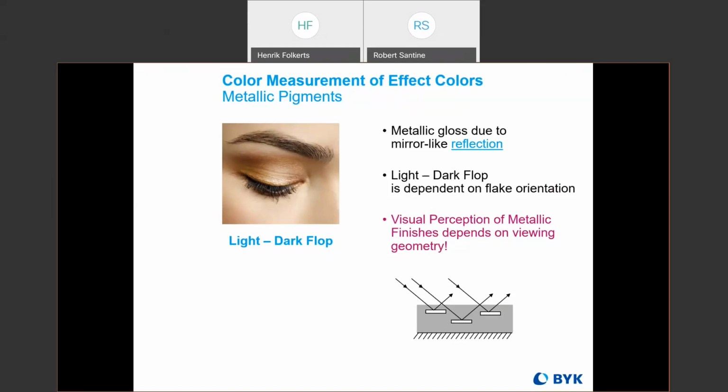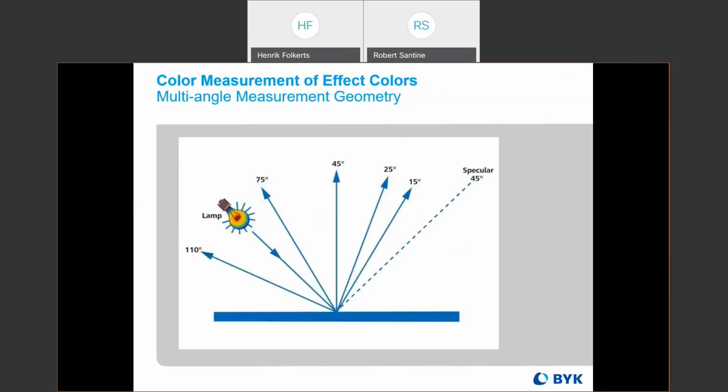And that has to do with the orientation of the flake. It has to do with several things, but largely the orientation of the flake, the type of the flake, the amount of flake, things like that. And so again, the visual perception of metallic finishes or any of these sparkly type pigments depends on the viewing geometry. And so this is why for these types of pigments, these types of materials, we like to measure these colors with a multi-angle spectrophotometer.